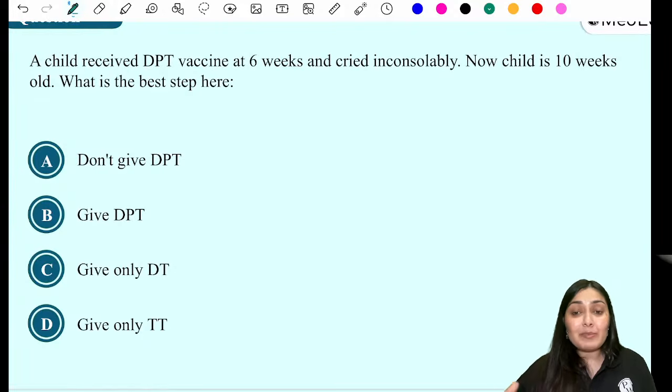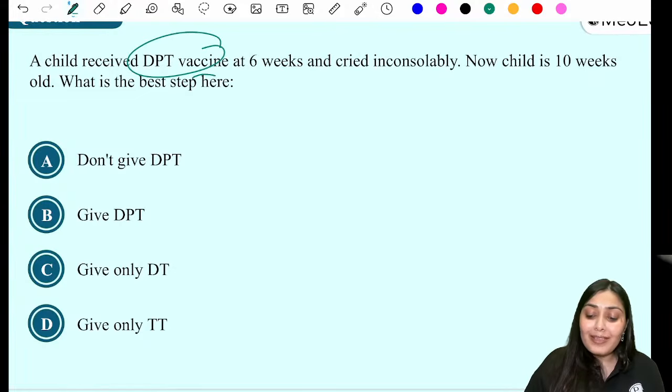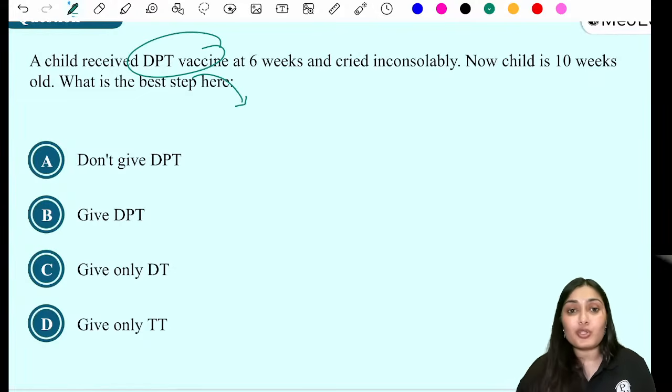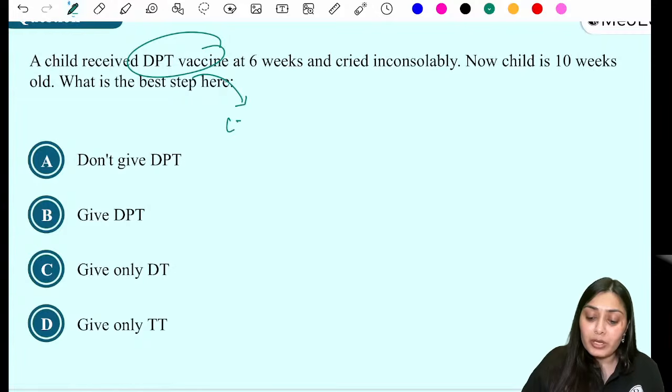So I know this DPT vaccine is a part of the pentavalent vaccine given at 6, 10 and 14 weeks. This vaccine has a lot of adverse reactions, adverse effects. What we need to know over here is what is the contraindication of this vaccine and what are the precautions of these vaccines. So I have two terms over here, contraindication and precaution.